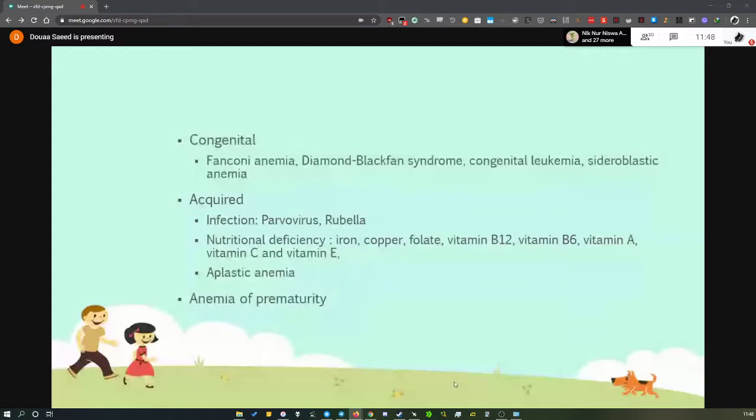One starts with V, the other starts with T. Yes? Thrombocytopenia absent radius. Very good. Thrombocytopenia absent radius, TAR. They call it TAR syndrome. That's one. Very good.